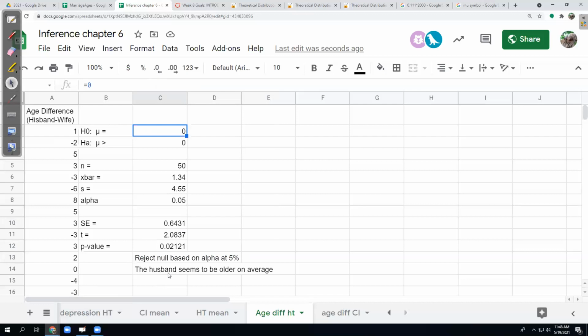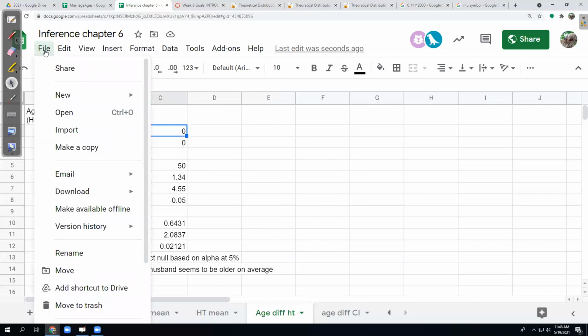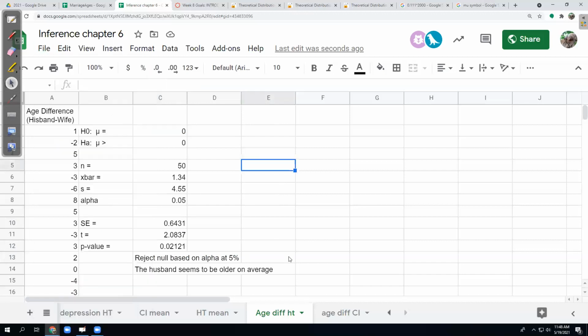All right, I hope this was useful. You should make a copy of this spreadsheet at this point if you haven't already. So you can, under File in Google, make your own copy of it. And then you can reuse these by either plugging in numbers or plugging in data from your homework.